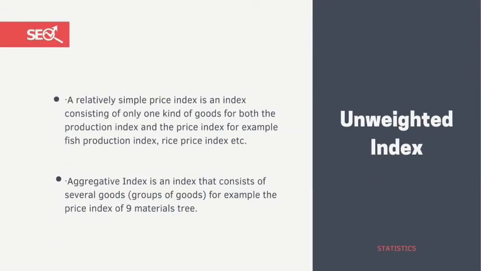Unweighted index. A relatively simple price index is an index consisting of only one kind of goods, for both production index and price index, for example, fish production index, rice price index, and others. And the second is aggregative index, which is an index that consists of several goods or groups of goods. For example, the price index of nine basic materials.